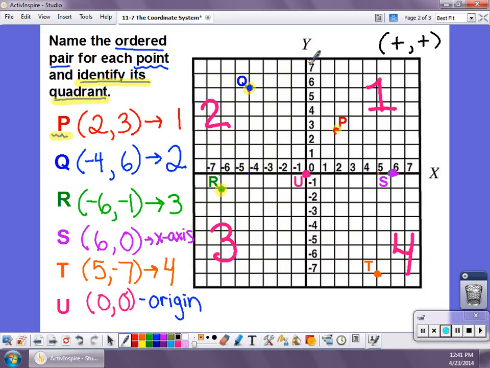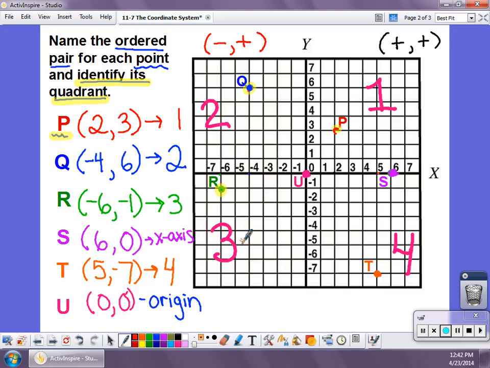Now in quadrant 2, it's a little different. To get to quadrant 2, we have to go over to the left and then up. So anytime we move to the left, that means our x value is going to be negative. But our y value is still going to move us up, so that would have a positive y. Positive y.